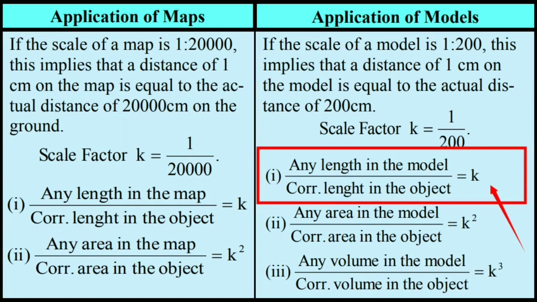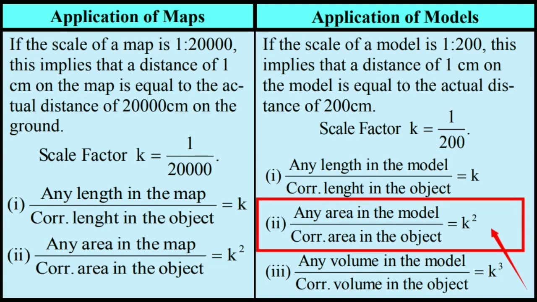Point 1. Any length in the model divided by the corresponding length in the object is equal to K, the scale factor. It's the same as the relation given in a map. Point 2. Any area in the model divided by the corresponding area in the object is equal to the square of the scale factor, that is K square. This too is the same as the relation given in a map.